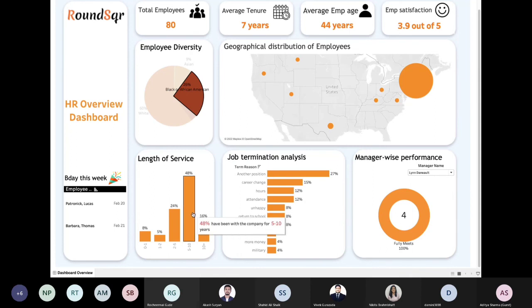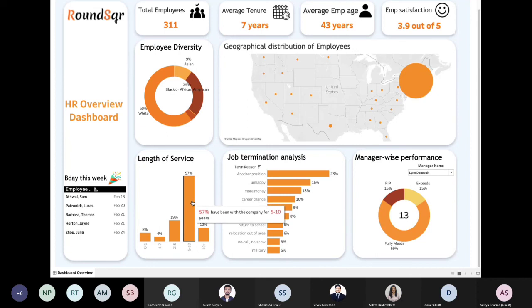Now the length of service, as we can see, is mostly similar across the board, that is 5 to 10 years of service. And in terms of job termination analysis, 23% have accepted another position at another company, and 16% were not happy with the employment conditions. Therefore, they left the job. So, if the HR department would want to further improve their scores, they would look into this job termination analysis.